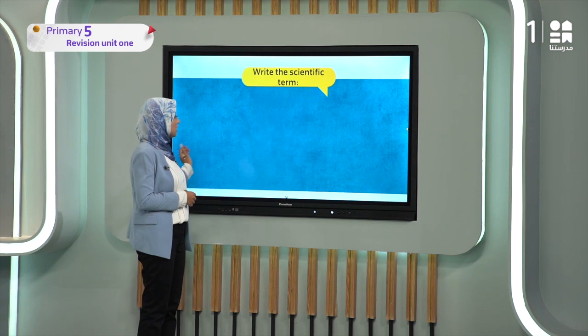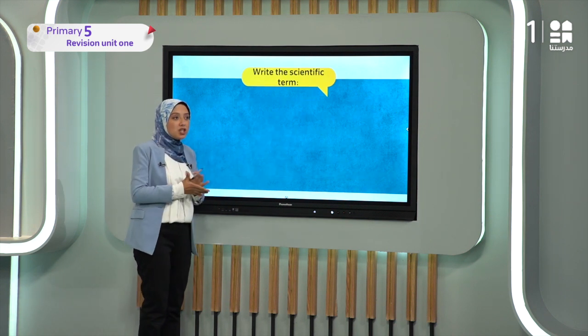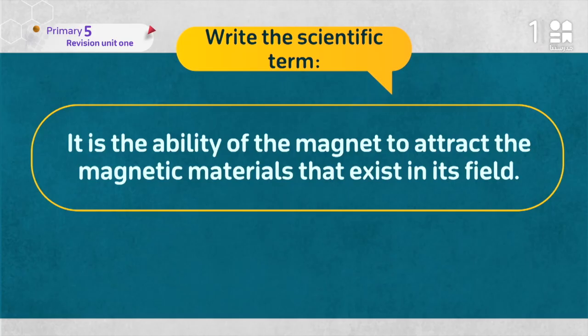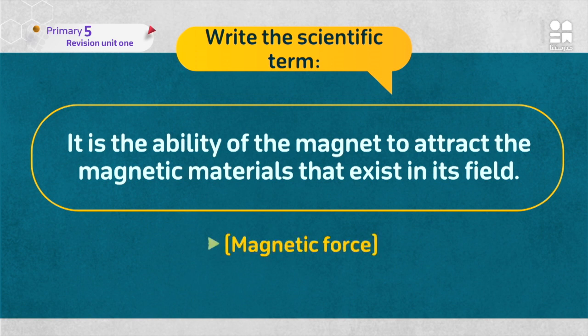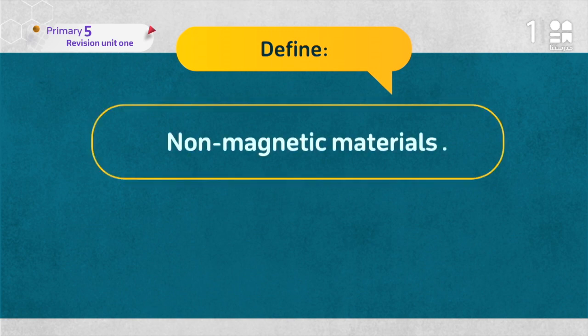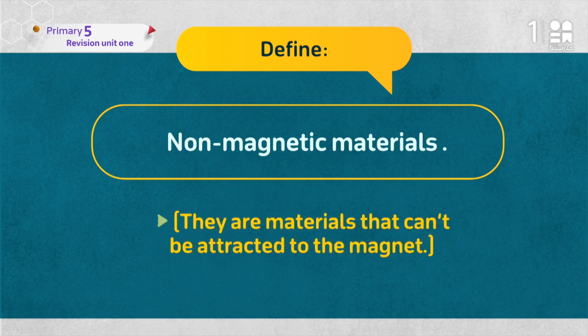Okay, that's good. Now write the scientific term. Write a scientific term. It's the ability of the magnet to attract the magnetic materials that exist in its field. طب يا ترى ايه هي الability دي؟ The magnetic force. Now define the non-magnetic materials. كانت ايه هي non-magnetic materials؟ The non-magnetic materials, they are the materials that are not or can't be attracted to the magnet. ما تقدرش يحصل لها attract للمagnet.